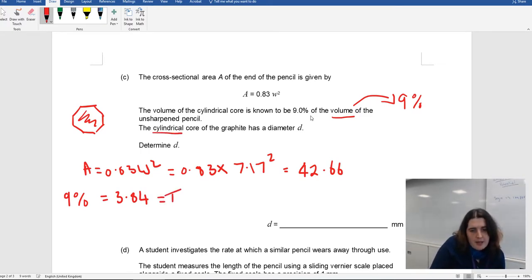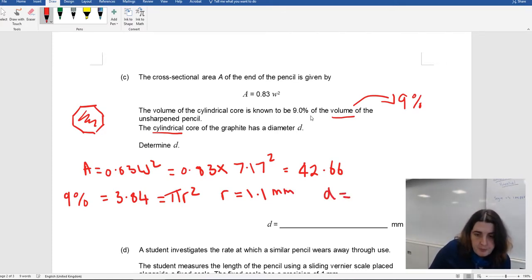So that's going to be pi r squared. So divide that by pi and square root that. I get a radius of 1.1 millimeters. So my diameter is 2.2 millimeters there.